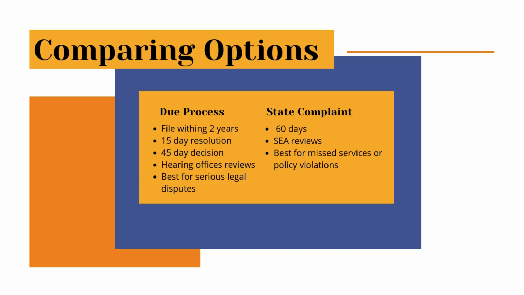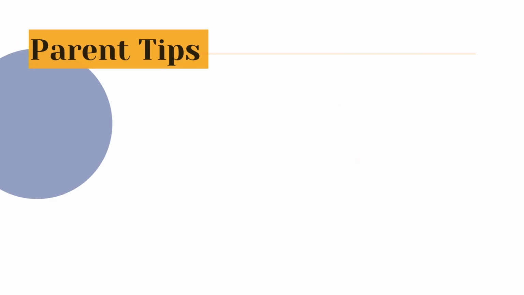Here is a quick comparison. Due process must be filed within 2 years, requires a resolution meeting, then a decision within 45 days. It is best for serious, complex legal disputes. The state complaint must be resolved within 60 days and is best for missed services or policy violations. Each process has its place, and the right choice depends on the type of disagreement.